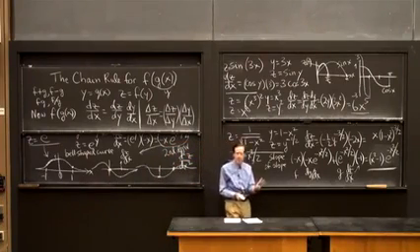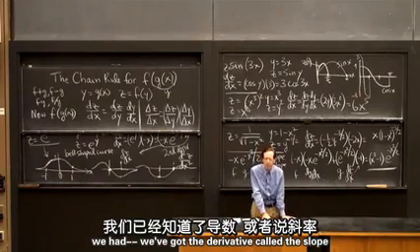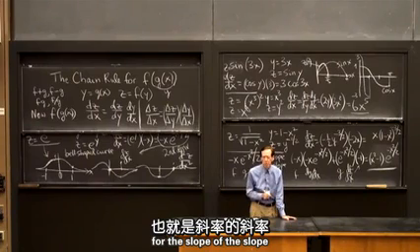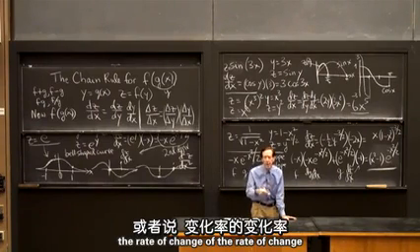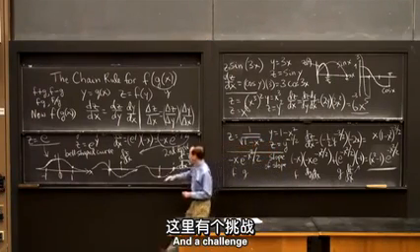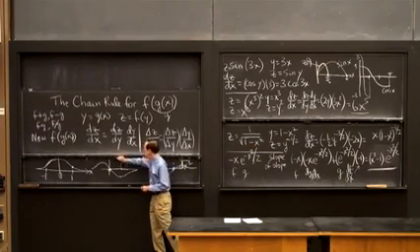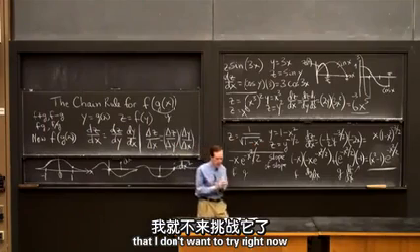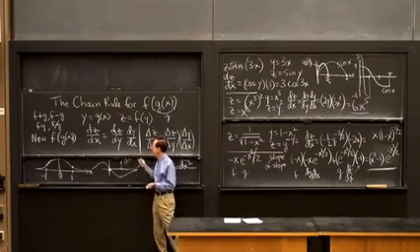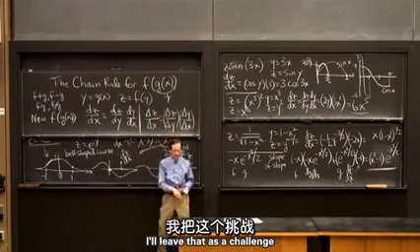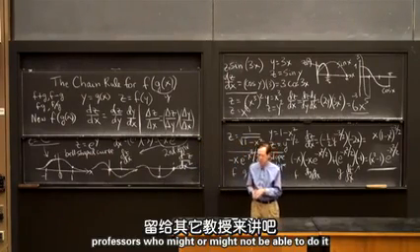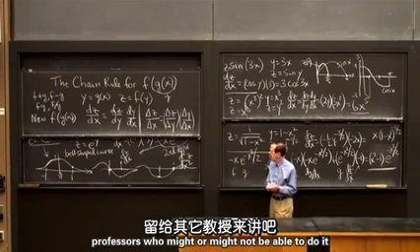Ha! You see that we've got the derivative cold, the slope. But we've got a little more thinking to do for the slope of the slope. The rate of change of the rate of change. Then you really have calculus straight. And a challenge that I don't want to try right now would be, what's the chain rule for the second derivative? I'll leave that as a challenge for professors who might or might not be able to do it.